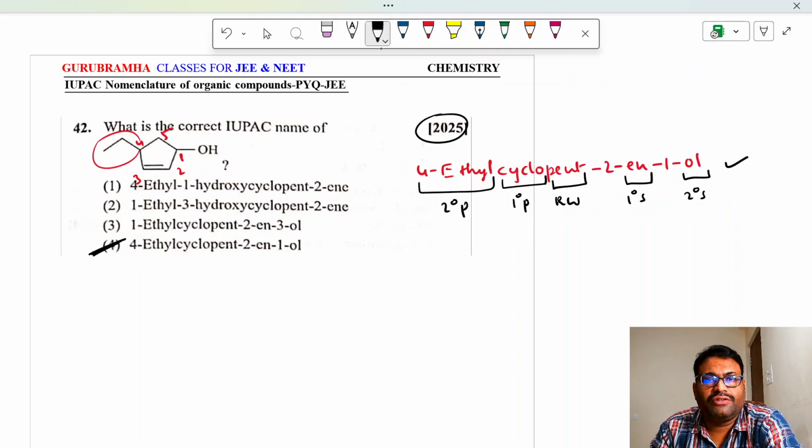Okay. So that is all we have discussed: all the PYQ questions asked in JEE Mains regarding IUPAC naming of organic compounds. Let us wind up this session.